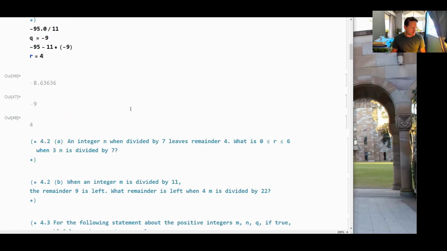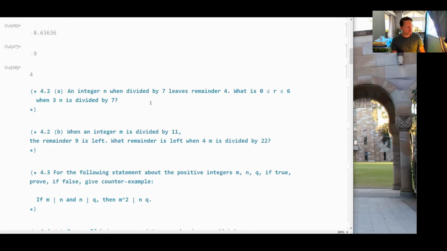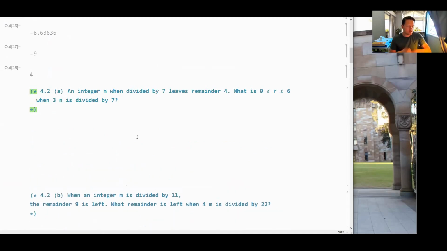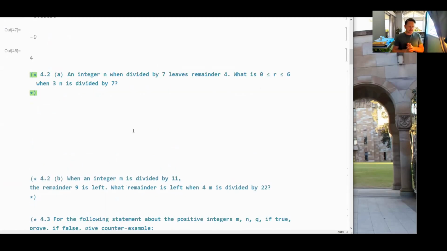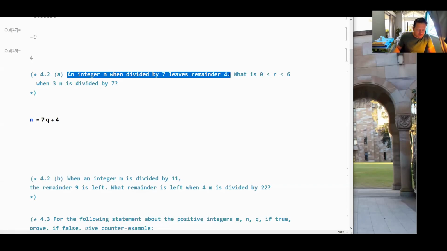All right, let's have a look at 4.2. An integer n when divided by 7 leaves a remainder of 4. What is the remainder when 3n is divided by 7? So what we want to do is write this expression. Let's put n equals 7q plus 4. And that's just the statement, that's the first sentence there, right?